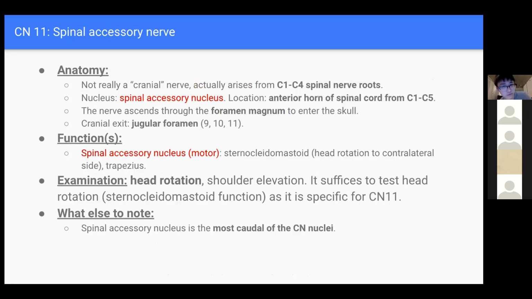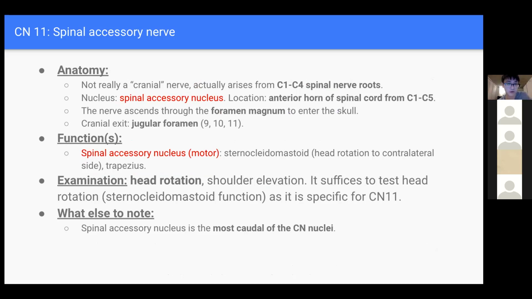Okay, 11 and 12, it's going to be a breeze. Okay, it's much easier. So spinal accessory nerve, the 11th one. This is not really a cranial nerve, it's a nerve. But really it arises from the C1 to C4 spinal nerve root, so it's not really cranial.